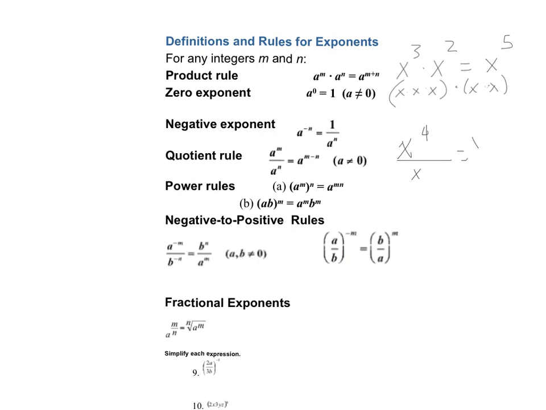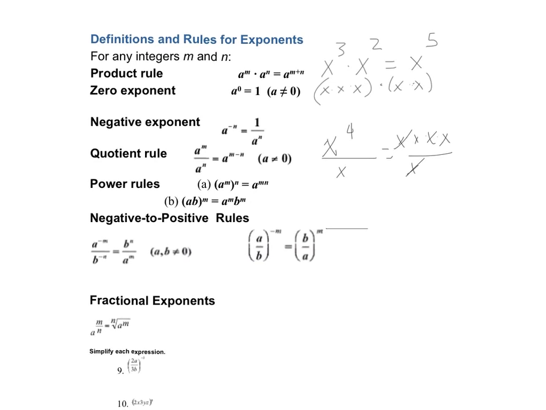And the reason is, if I have 4 of these x's on top and 1 x on the bottom, as long as I am dividing and I have a common factor between something on top and something on bottom, I can cancel out or reduce down. So my shortcut is, if I have bases the same and I'm dividing, all I have to do is subtract exponents. That's why this is going to equal x to the 3rd. Okay? Now, power rule is when I have an exponent on an exponent.